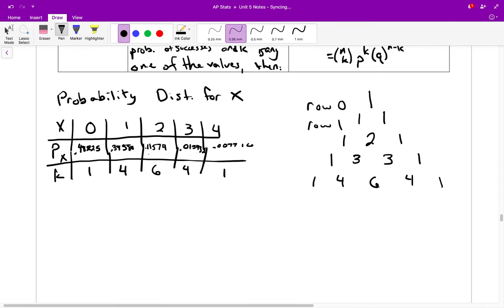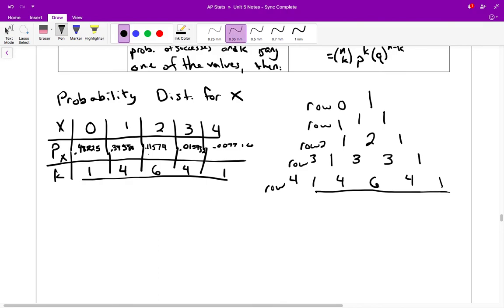So what's cool about this triangle, you've got row 0, row 1, here would be row 2, here would be row 3, here would be row 4. Notice that we had 4 different trials that we were going to do. And the number of ways each one could happen actually match up perfectly with these numbers right here, which I think is kind of cool.